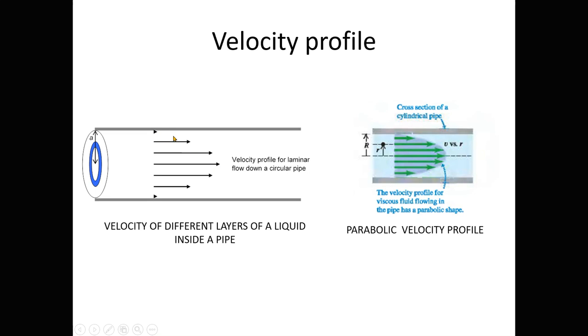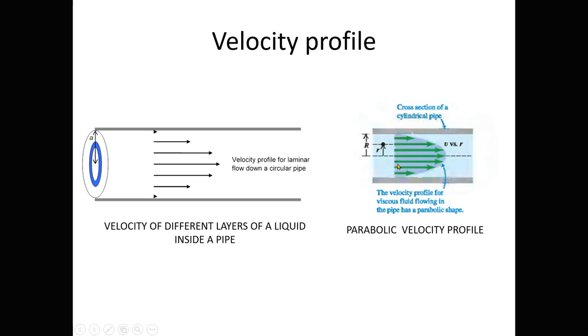So if we draw a line like this, it is called the velocity profile for laminar flow down a circular pipe. This is a circular pipe of radius a, and this is the velocity profile of laminar flow. For a more clear picture, this picture has been drawn here.